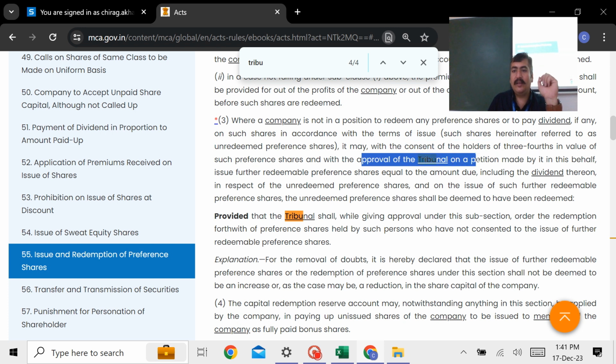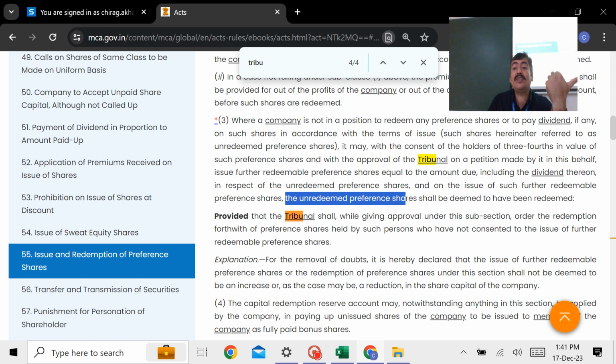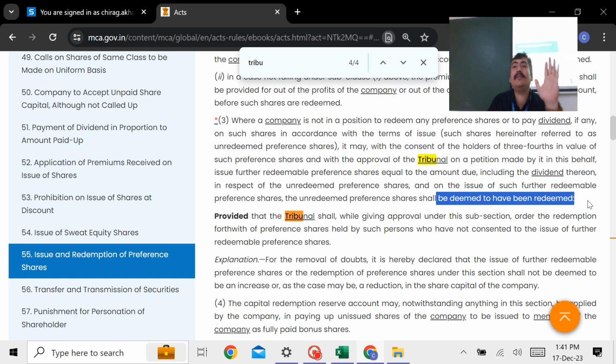ठीक है, made by it in this behalf, issue further redeemable preference shares equal to the amount due, including the dividend thereon, in respect of the unredeemed preference shares, and on the issue of such further redeemable preference shares, the old unredeemed preference shares shall be deemed to have been redeemed. तो क्या ये बात समझ में आई आप लोगों को? आप नए इश्यू करो, जैसे नए आपने इश्यू किए, पुराने रिडीम हो गए हैं, हम उसको ऐसा मान लेंगे.